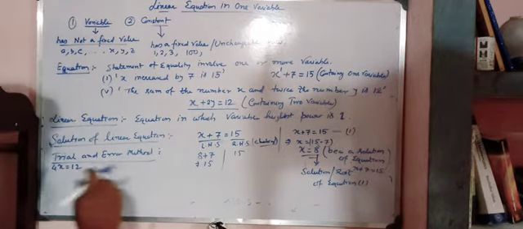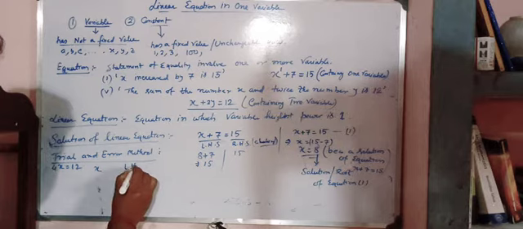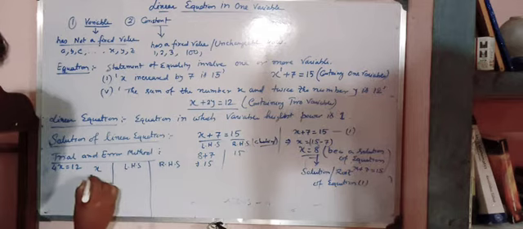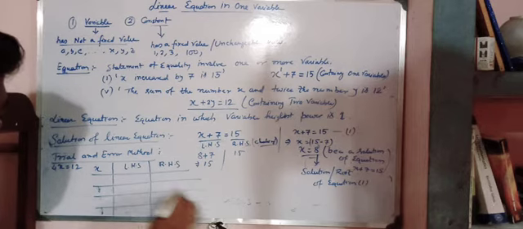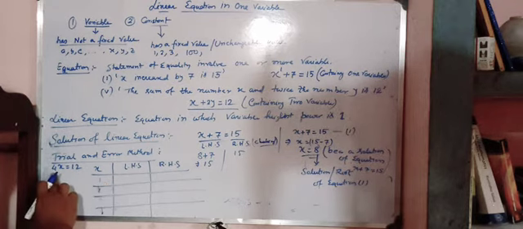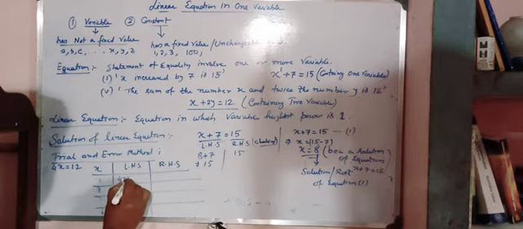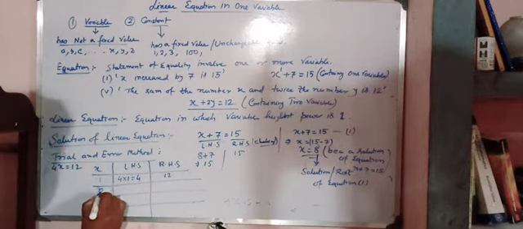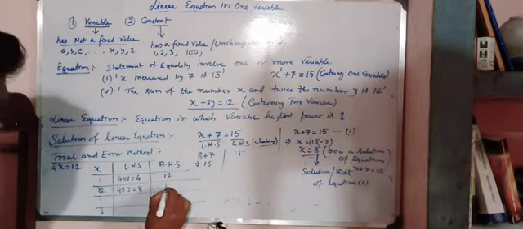One equation is given to us. Now we have to make a table: x, next LHS, next RHS. Understood? We are taking the value of x as 1. In LHS we get 4 into 1, that is 4. In RHS it is 12. So not matching. Next we are taking the value 2. We are getting 4 into 2, that is 8, and RHS 12.